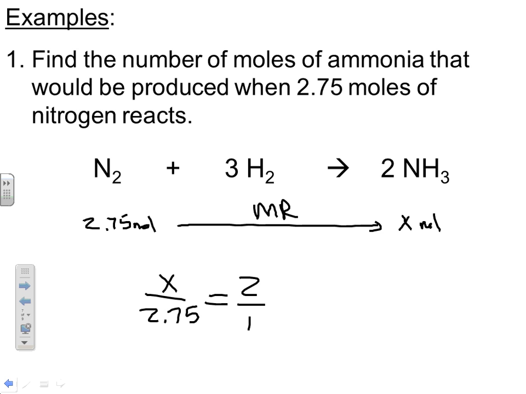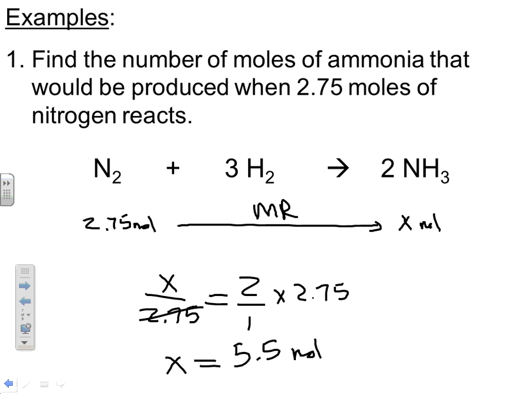So I guess the way to think about it, x over 2.75 is the same as a 2 to 1 ratio. So you line them up right beside each other. And I would just write times 2.75, get rid of that, x is equal to... Yep, 5.5? 5.5 moles.